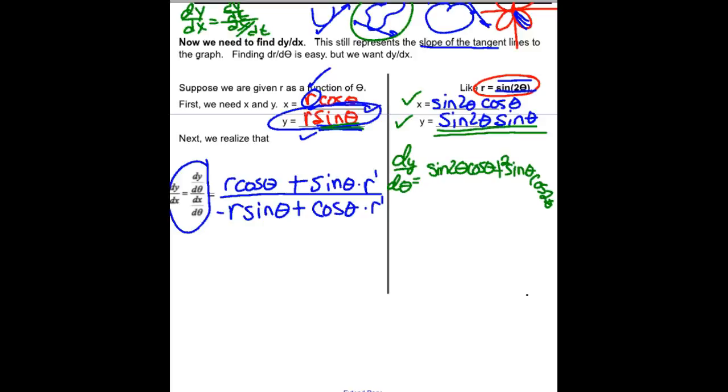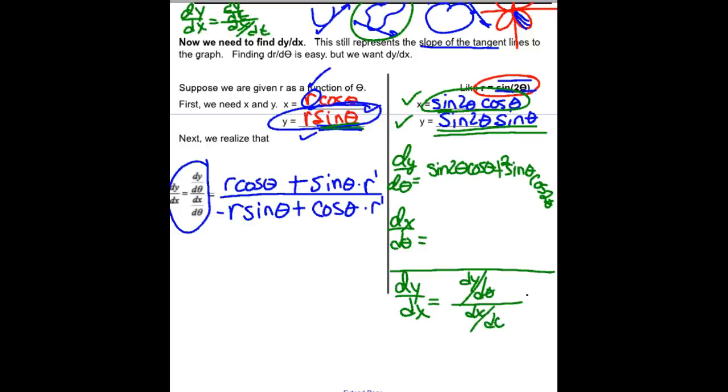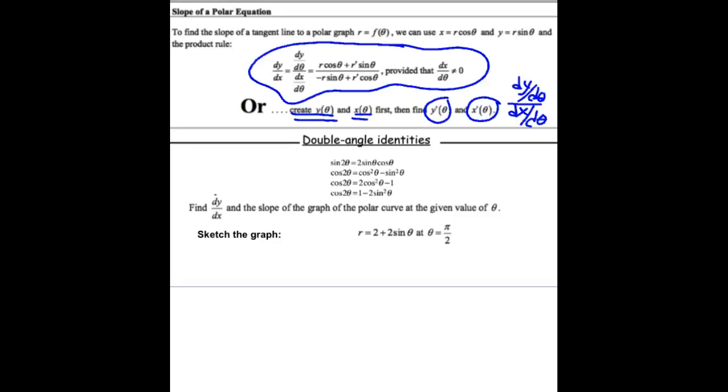Just create your own x and create your own y, and similarly take the derivative of x with respect to theta. Just use the product rule on this. And then when you're all done, your dy/dx will equal the quotient of those. And that doesn't require memorizing a formula. So let's go do one so you can see what's going on with it.